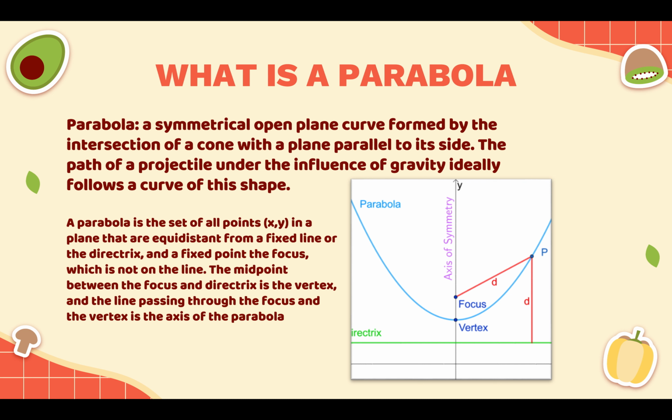So let me put this into more simple terms for you watching this. A parabola is the set of all points x, y in a plane that are equidistant from a fixed line, the directrix. I think I'm pronouncing that wrong, but it honestly doesn't even matter. And a fixed point, the focus, which is not on the line. The midpoint between the focus and the directrix is the vertex, and the line passing through the focus and the vertex is the axis of the parabola.